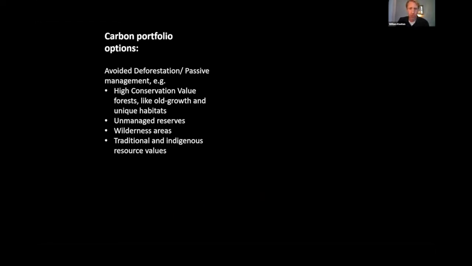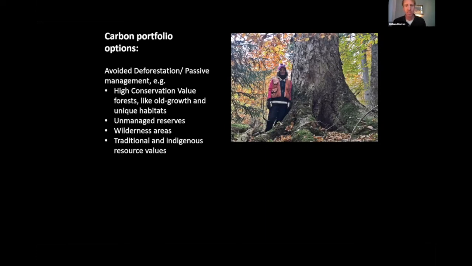Okay, so in the carbon forestry realm, and particularly in international carbon markets, we have basically three general options. There is avoided deforestation, sometimes also called avoided conversion, which might include, but is not exclusive to, various forms of passive management, like conserving high conservation value forests around the world, old growth systems, unique habitats, rare natural communities, wilderness areas, some areas that are used for non-timber forest resources, indigenous uses. It might also include smaller inclusions or lightly managed areas within working forests. Okay, so that's the first general category. And of course, this approach tends to favor that storage function, so it's that particular part of the carbon cycle and that particular climate benefit.